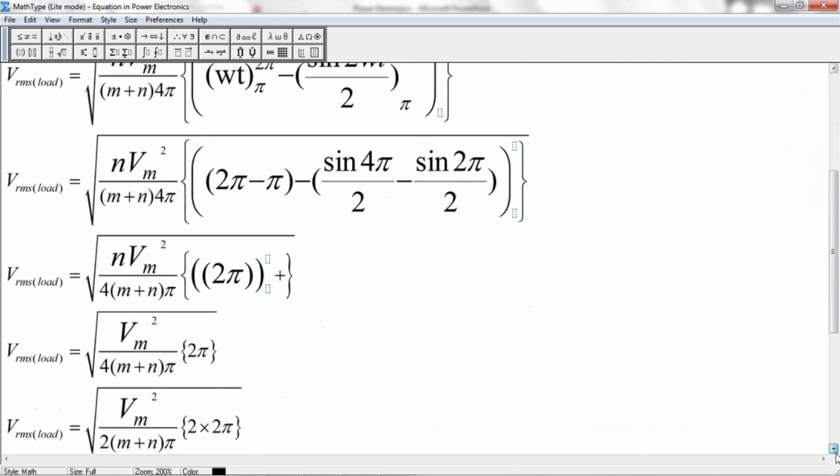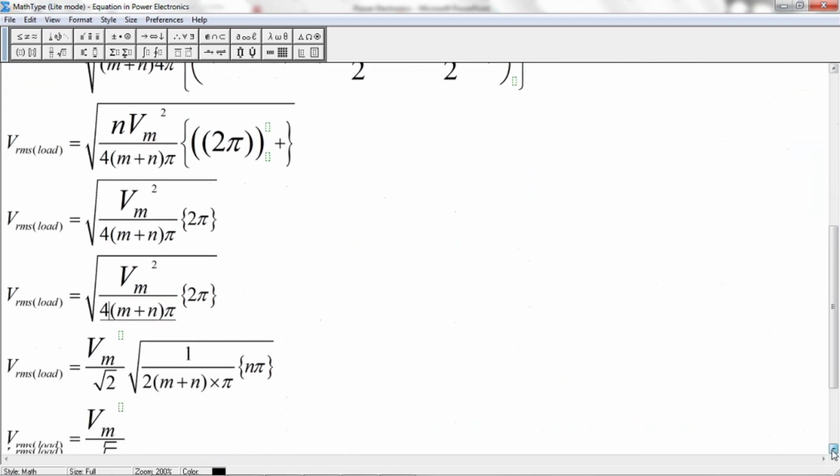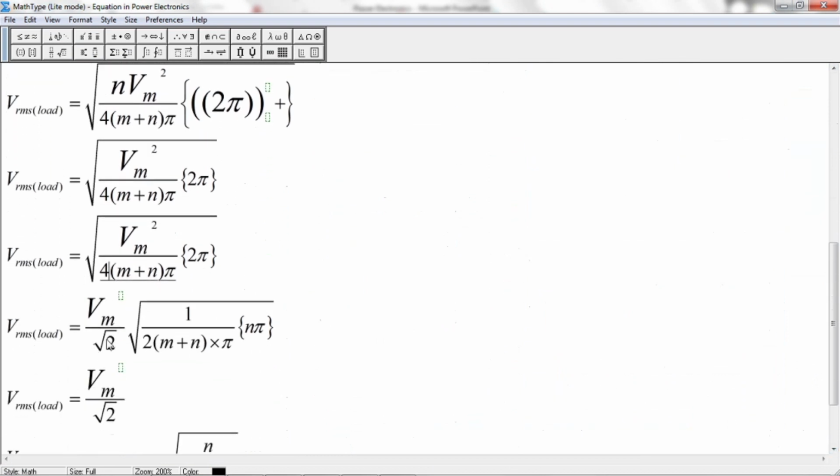2. So this is only 2 pi. 2 pi. So 4. So the 2 cancel each other. m by 2, 1 by sin pi. This is a number, because these 2 cancel each other. Okay. So Vm by root 2.